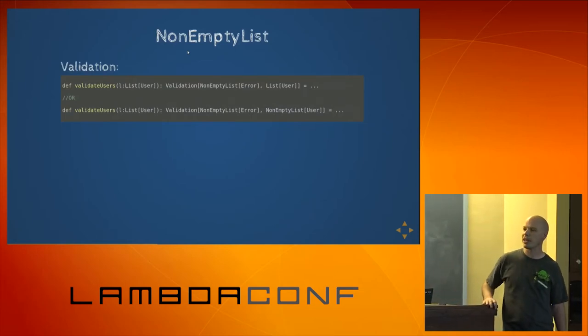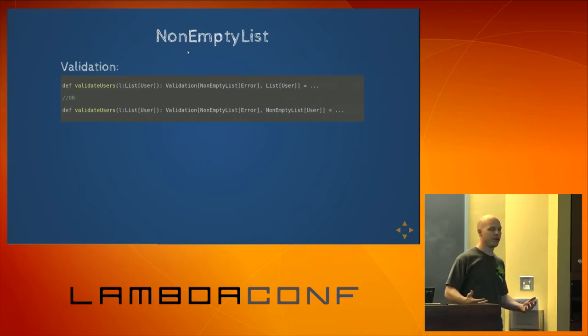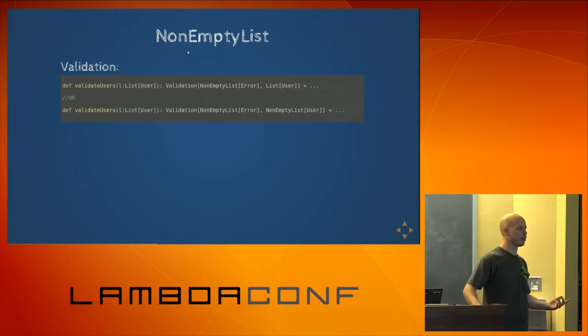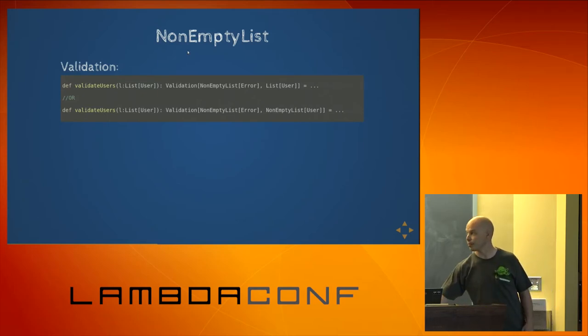Say that you have a thing called validate users, like Brandon was talking about validating users. Here we have something that takes a list of users and returns you a validation of non-empty list of errors, like we were talking about, or a list of users. Well, is an empty list of users a reasonable thing to validate? Are we saying for our particular use case the empty list is valid? If we are, then the data type is entirely precise. But if we're not, and we actually said you have to have at least one user, the second type is right. So just try to be as precise as possible with your type to help out your users.